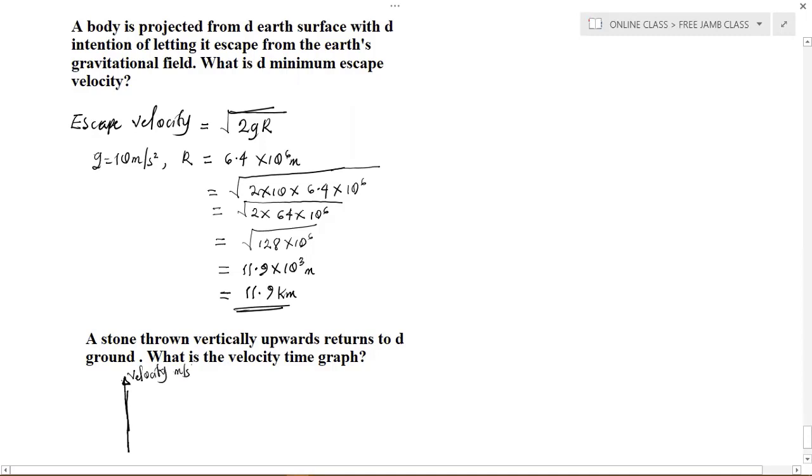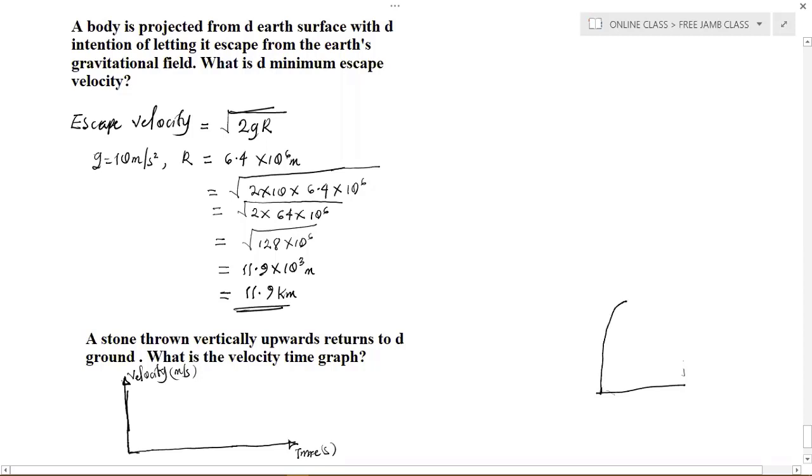Measured in meters per second. Then you now have this horizontal axis for time, measured in seconds. As the body is thrown upward like this, let me draw that one. It's thrown from, let's say here is ground level. It's thrown upward with a velocity upward.